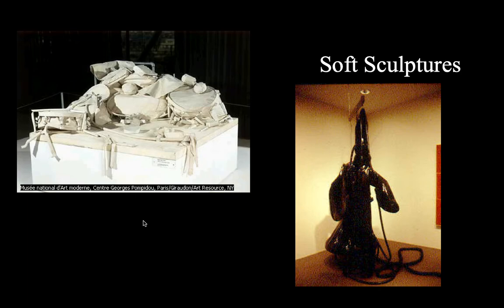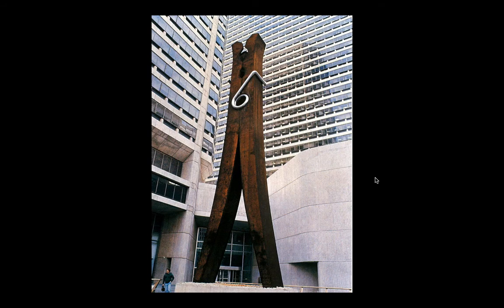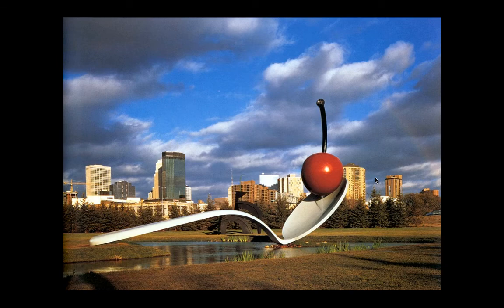Here's some examples of some of his gallery pieces. So like that inflatable, sometimes they're soft sculptures. So this one is a drum, right? And you can think if you were to hit it, it would thud. And this is a giant telephone suspended from the wall, right? This is a hot water bottle that would be animated too. But a lot of his pieces, like the clothespin in Philadelphia, the giant spoon in Minneapolis, don't actually move.